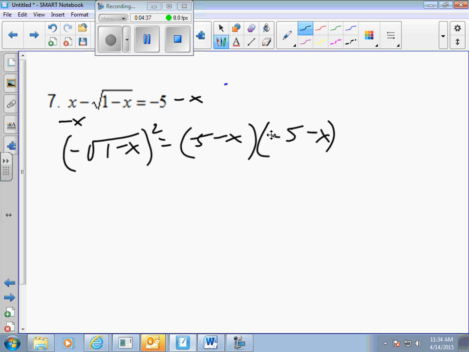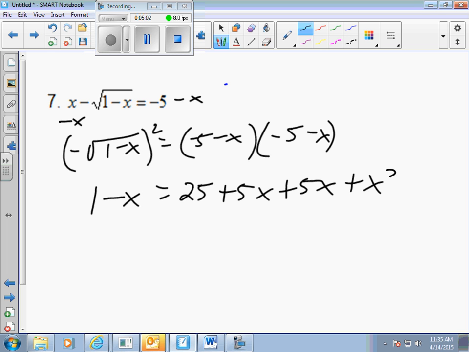And we could have multiplied by negative 1 to get rid of all the negatives, but you get the same answer either way. Negative squared, negative times negative is positive. Square root squared, opposite operations, I just get 1 minus x. On the other side, when I FOIL this out, I get 25 plus 5x plus 5x plus x squared.